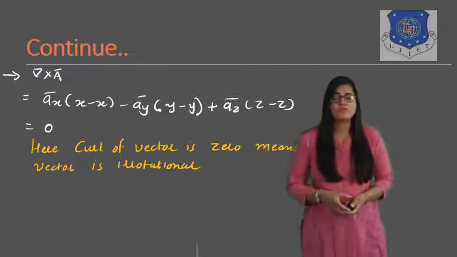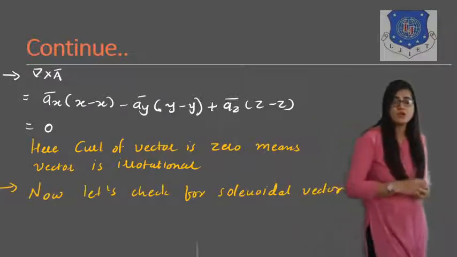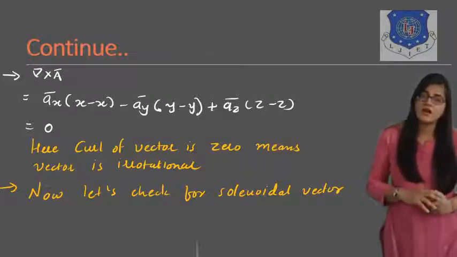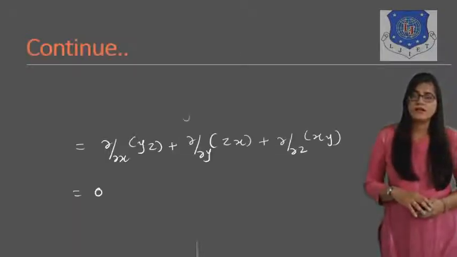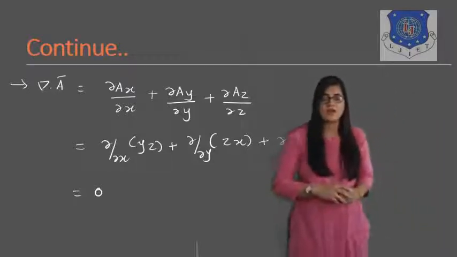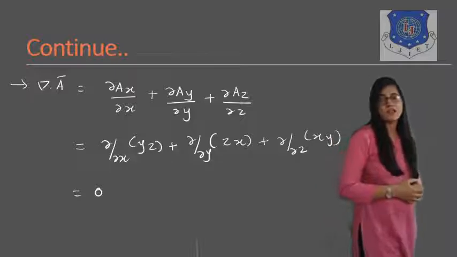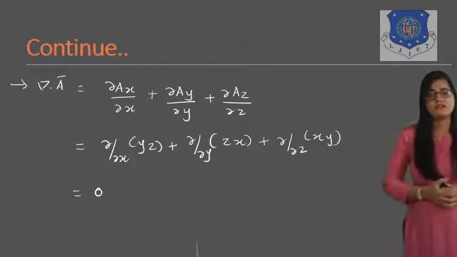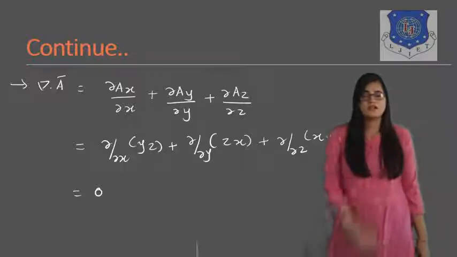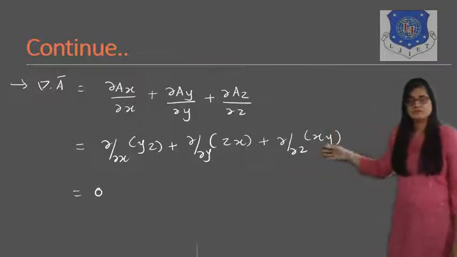If you want to prove the system is solenoidal, you have to check the divergence of that system, that is del dot A bar. For del dot A bar, the equation for the Cartesian is del Ax by del x plus del Ay by del y plus del Az by del z. So we have the values of coefficients Ax, Ay and Az. So let's put them over here.